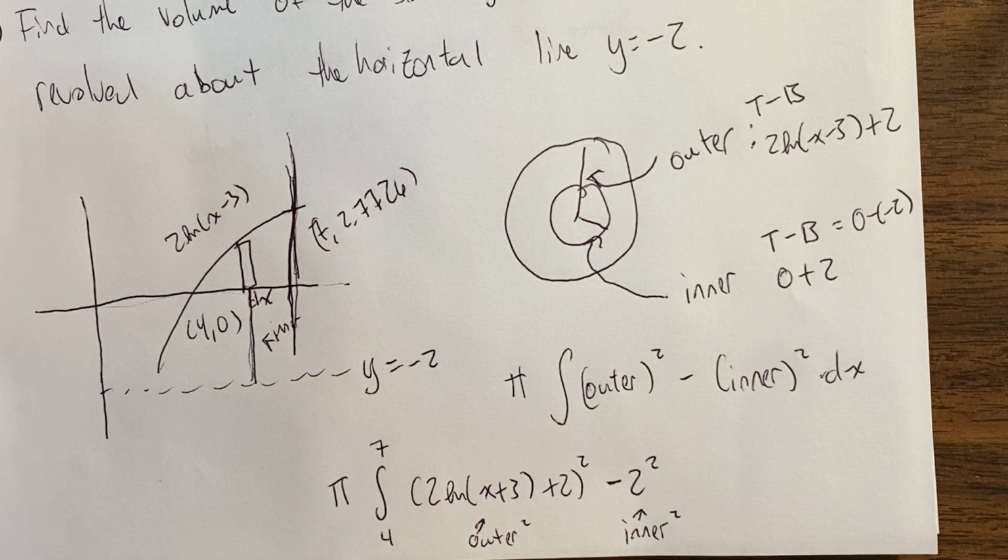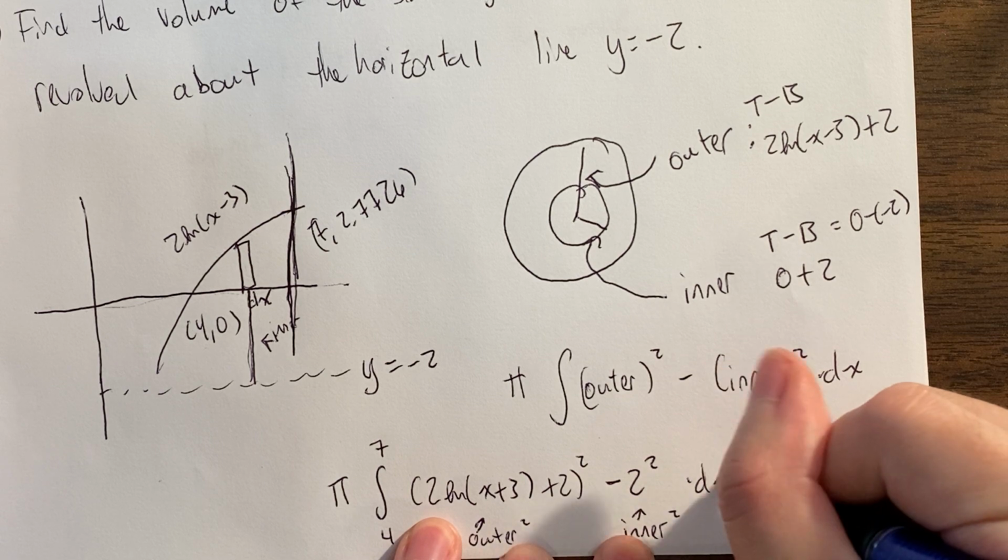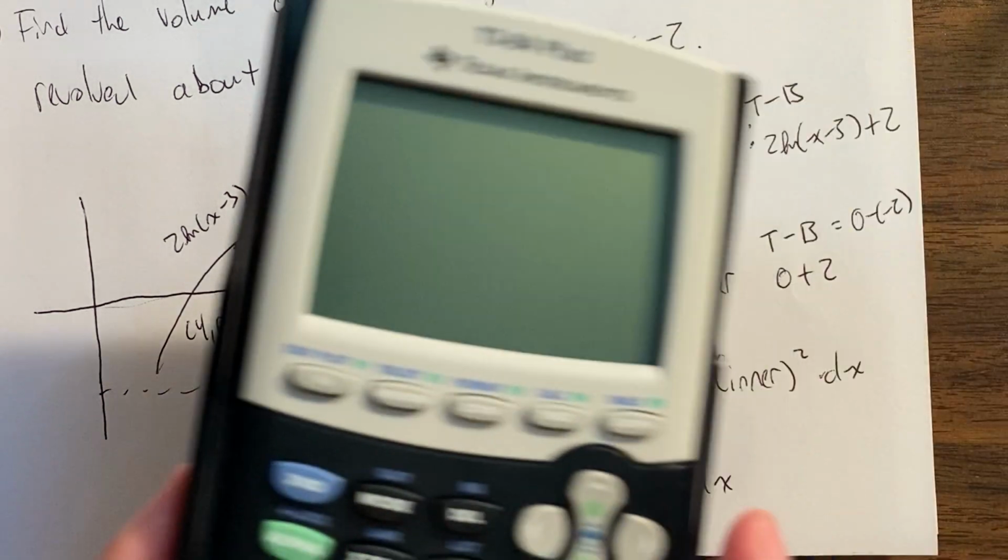Again, just be careful. It's not outer minus inner squared. It's outer squared minus inner squared, because that's the area of this washer. And we are ready to type this into Freddy. So let's see what Freddy got for us.